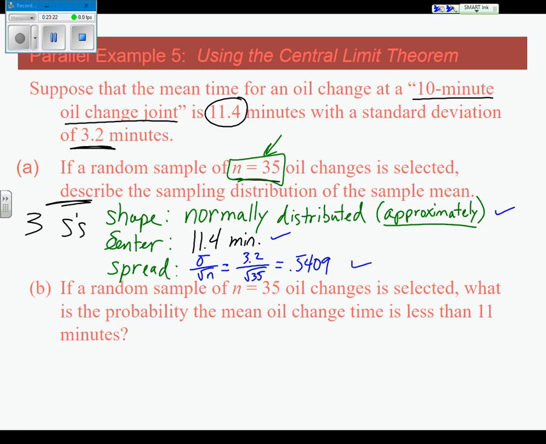Again, guys, shape, center, and spread. I would be hitting on that so hard if you guys were in here. I would make sure all 19 of you were doing it correctly. All right? Shape, center, and spread on that.